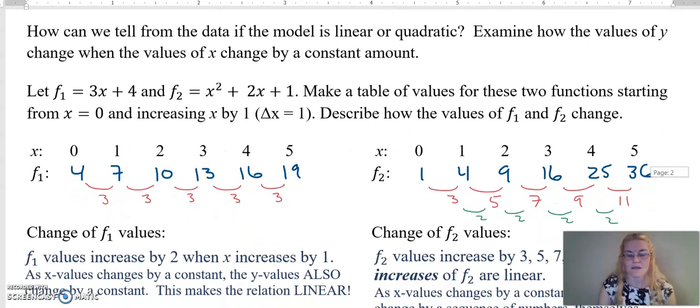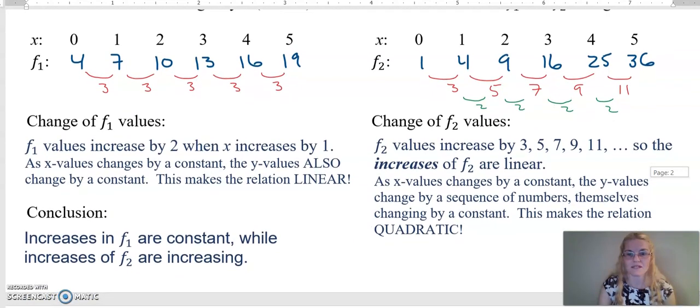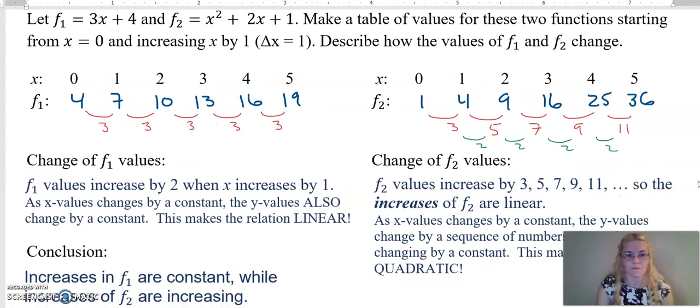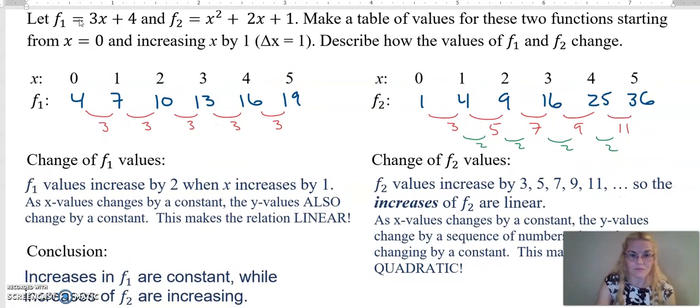Now, here's what makes the difference. These are each increasing by 1. So x is changing by a constant in both of these situations. But how is y changing? Well, in our linear model, if our data truly is linear, then these changes will also be constant. As x changes by the same constant every time, f of 1 will change by the same constant.